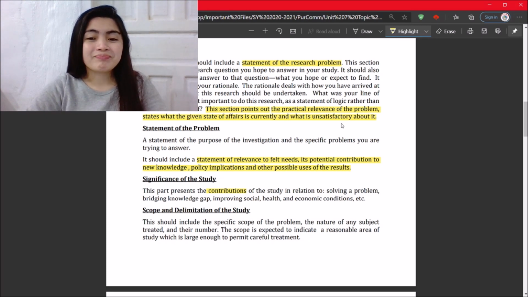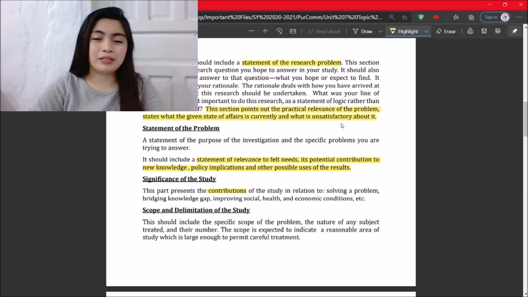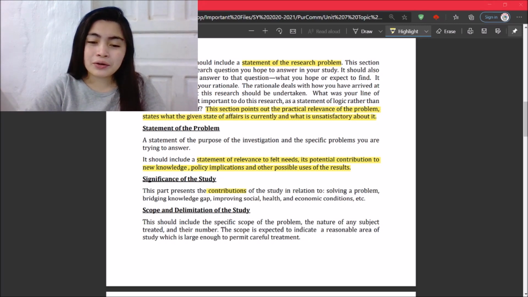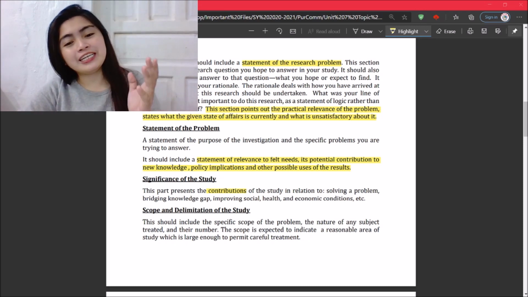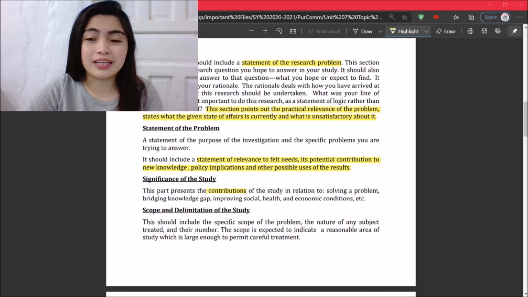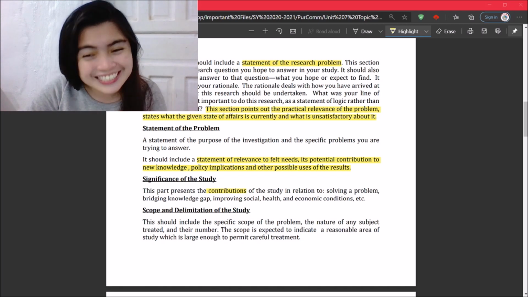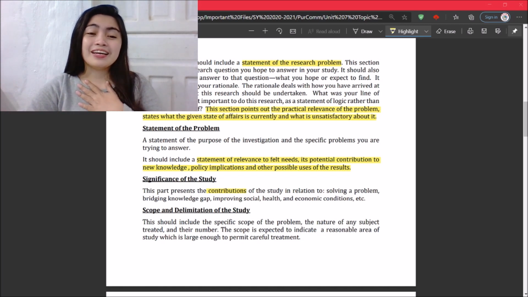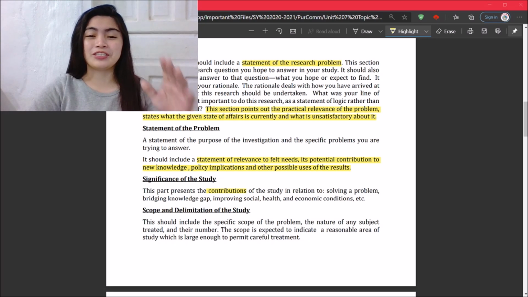Statement of the problem, statement relevance to felt needs, its potential contribution to new knowledge and policy implications. So, saan na ba yung aking statement of the problem? Nauna yung theoretical framework namin na. Ayan, statement of the problem. Statement of the problem. Generally, this study aimed to find errors committed in the paragraph writing by language and communication students of Cagayan State University. Specifically, it sought to answer the following questions.